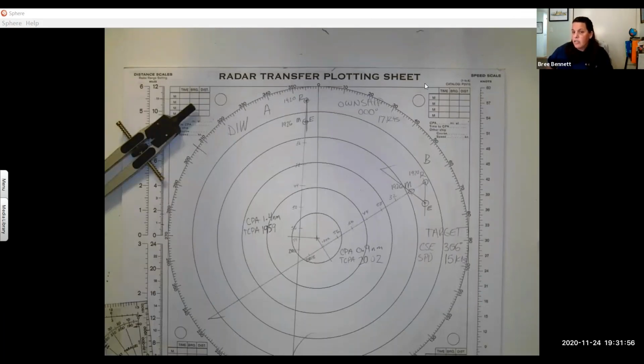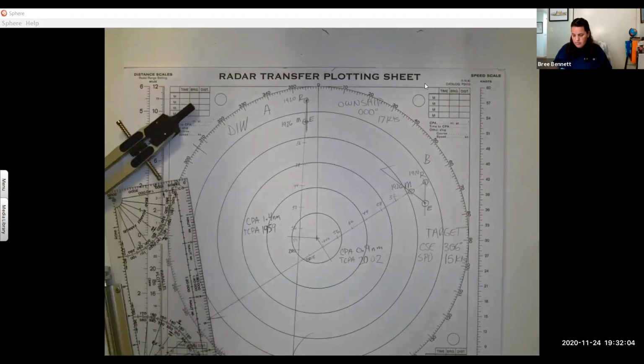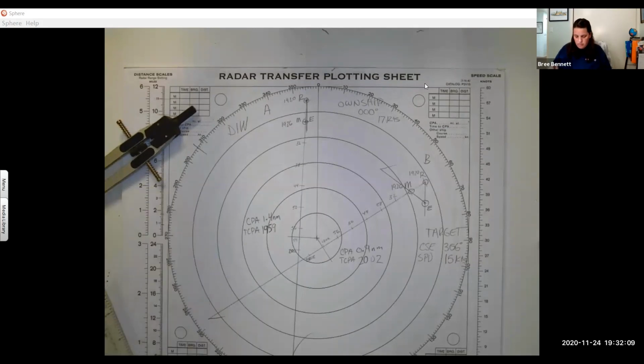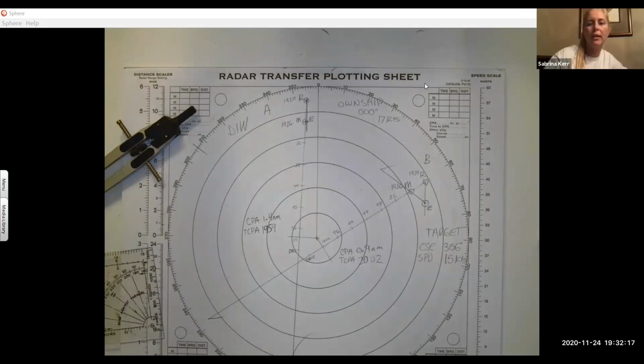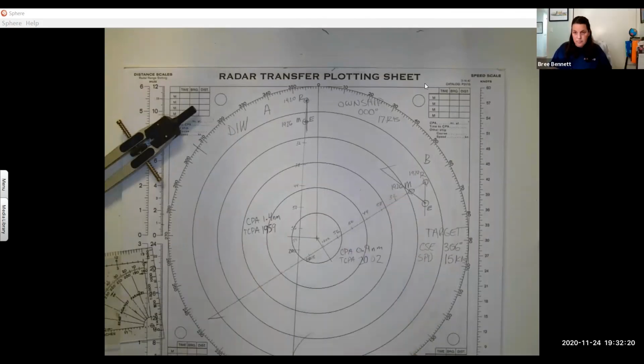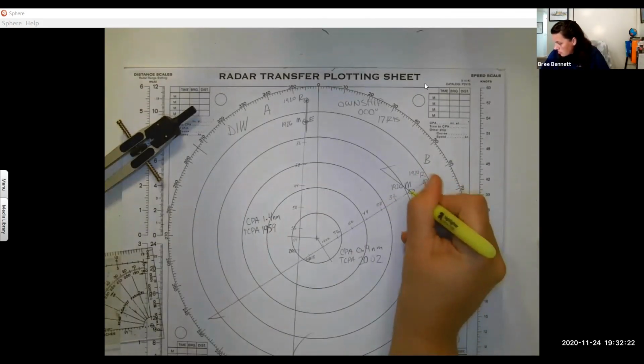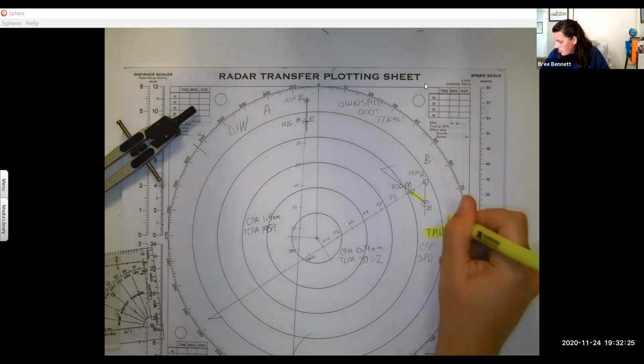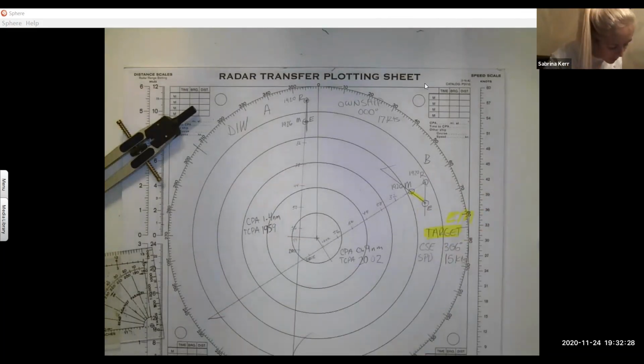So I got a target course of 306 and a speed of 15 knots. Where'd you get 15 knots again? E to M. Got it. Yep. Measure that.